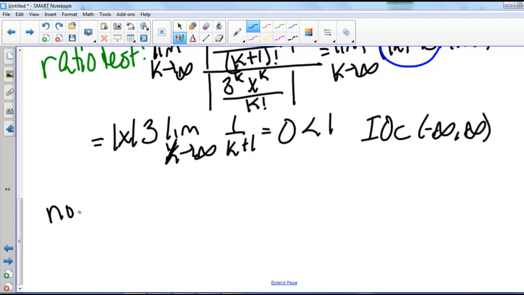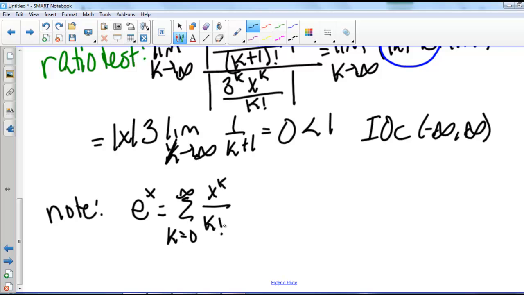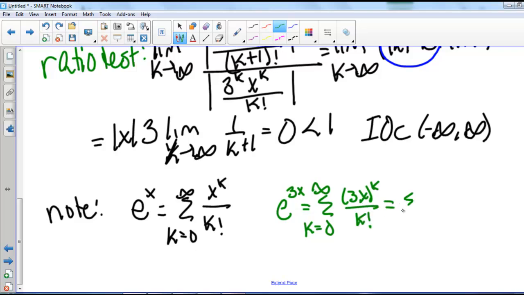We can also note that if we know that e to the x equals the series from k equals 0 to infinity of x to the k divided by k factorial, and we're assuming the series of e to the x converges to e to the x on the interval of convergence, then we can use the properties of power series to get that e to the 3x equals the series from k equals 0 to infinity of (3x) to the k divided by k factorial, which can be rewritten as the series from k equals 0 to infinity of 3 to the k x to the k divided by k factorial.